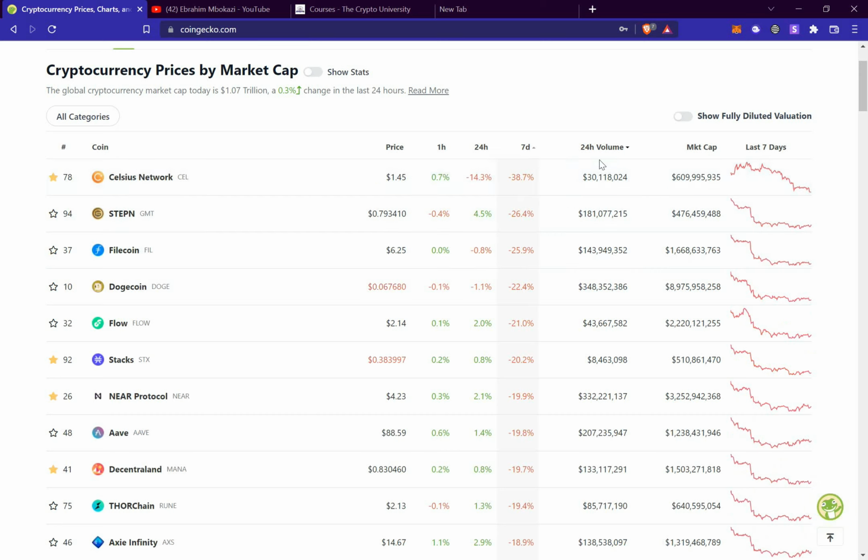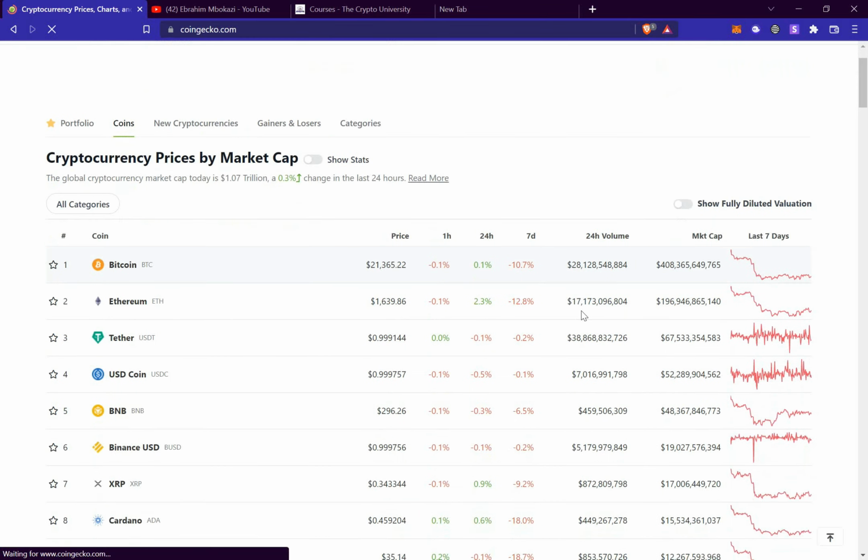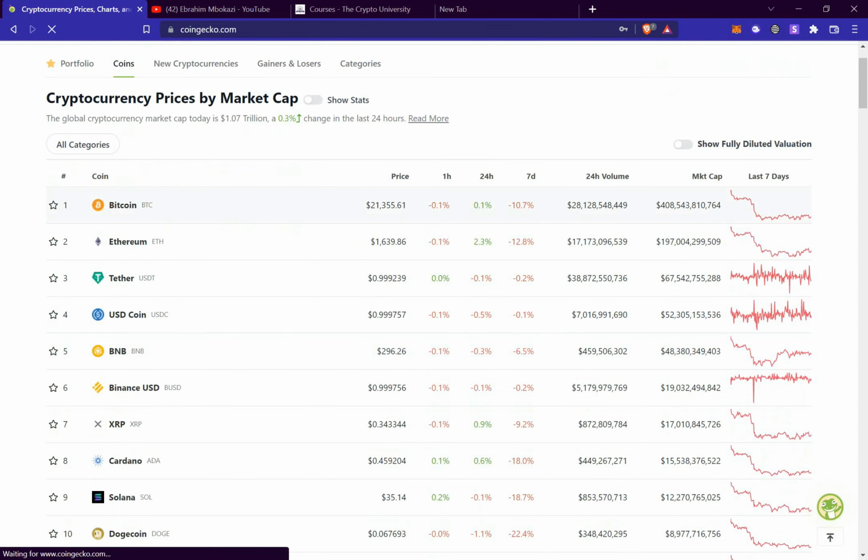And over here this is the total volume traded, and over here this is the 24-hour volume that's been traded within Bitcoin, and so forth. And over here we can see the market cap. This platform rates all the cryptocurrencies according to their market cap. So the higher the market cap, the higher the token will be ranked.